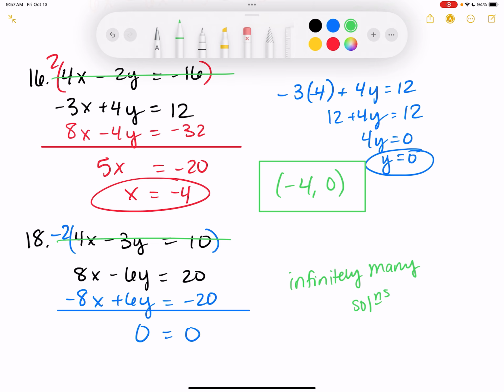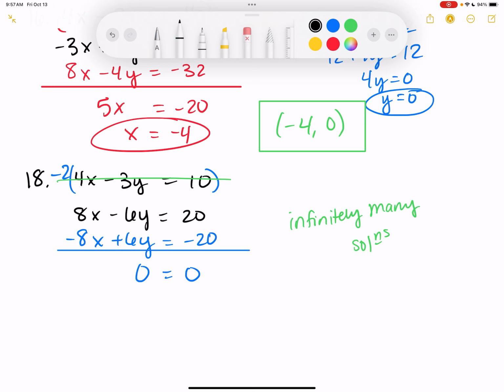Okay, I think I got it now. All right, I'm going to do one more and then we're going to stop for today. I'm going to give you 4 problems and then on Monday we'll finish the section.